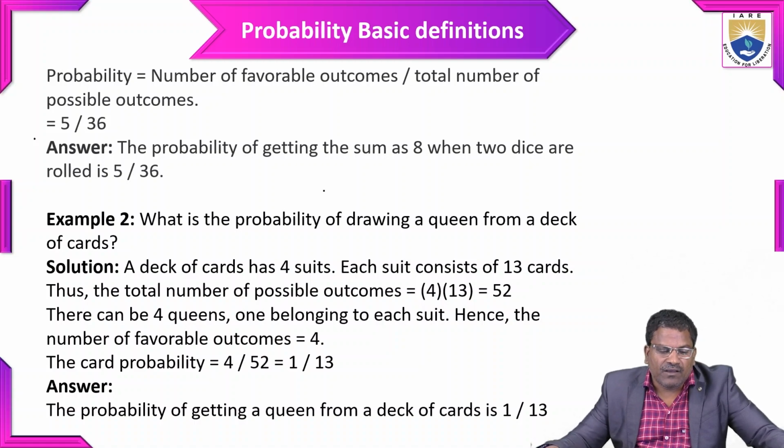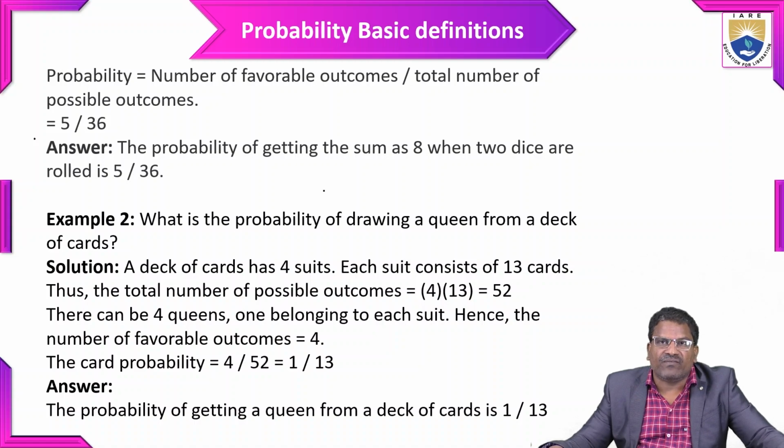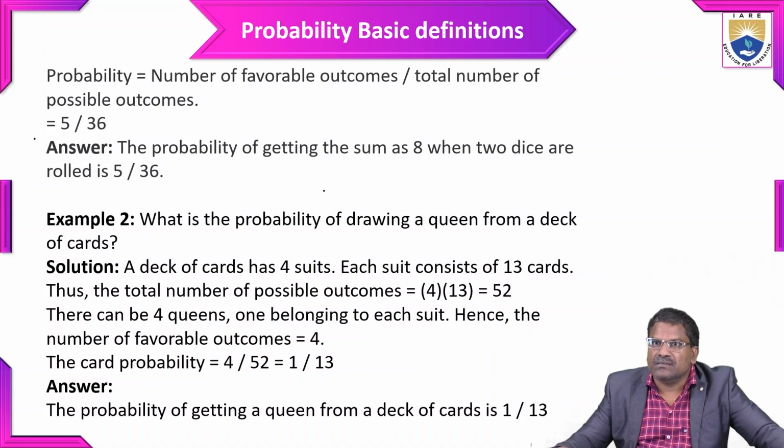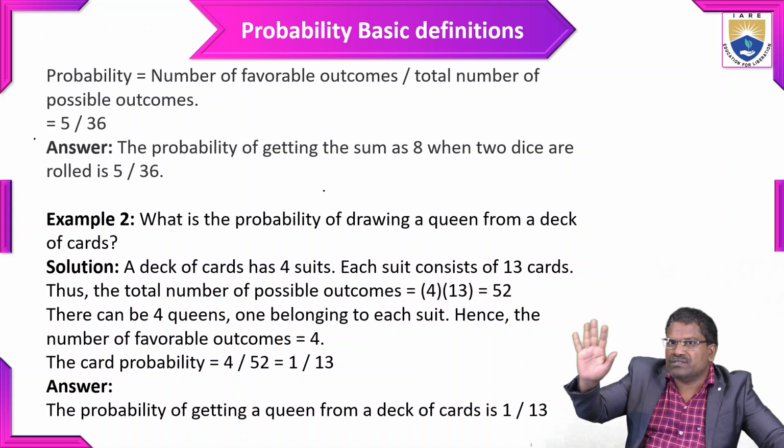Now let us see one more example. What is the probability of drawing a queen from a deck of cards? A deck of cards has 4 suits. Each suit consists of 13 cards. 13 into 4, 52 cards. The 4 suits will be there.